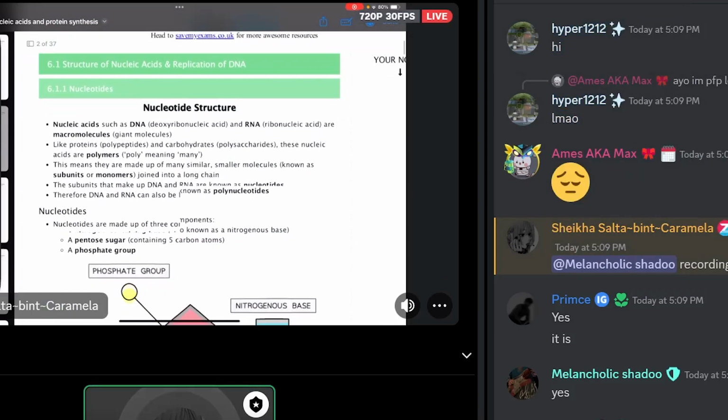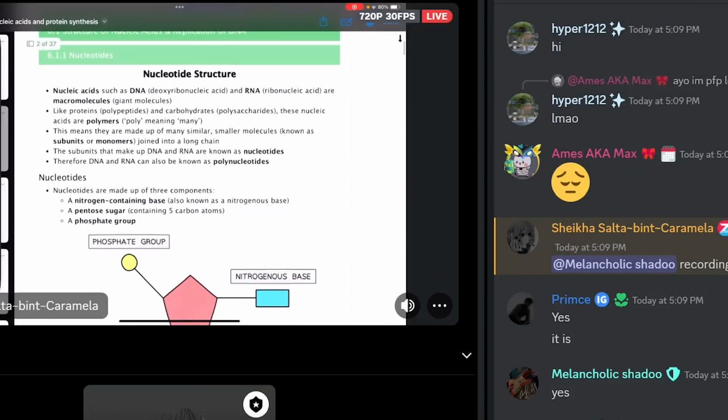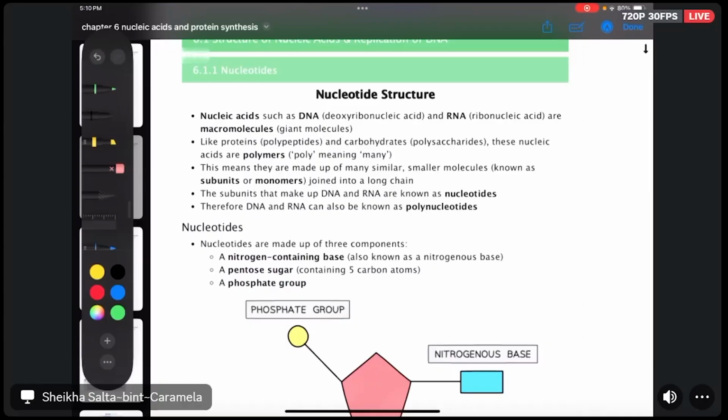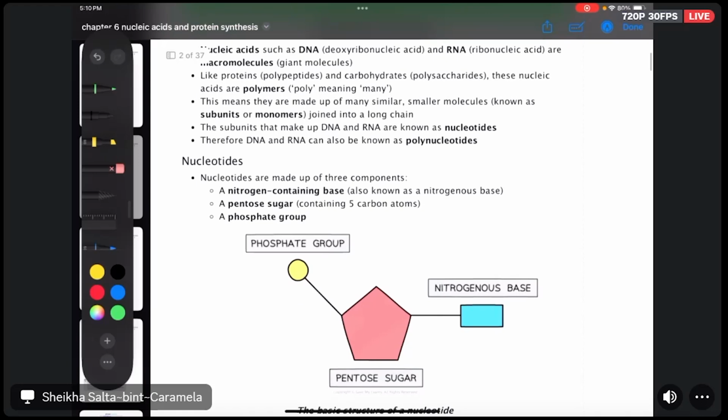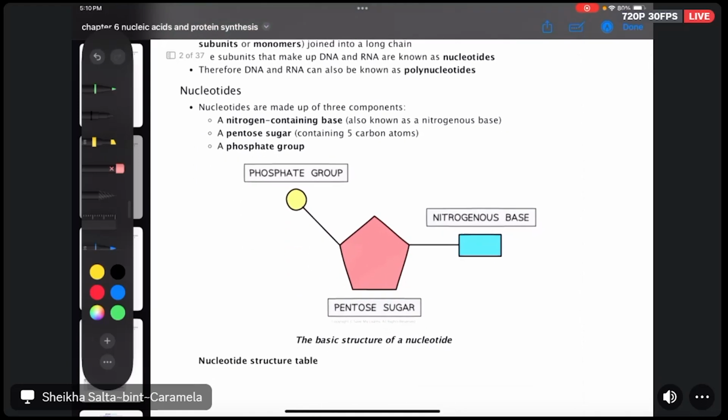So, first we have the nucleotide structure. The nucleotide structure is basically made up of nucleic acids, and nucleic acids include your DNA and RNA, and also the ATP molecule we'll learn about further. The general structure of a nucleotide is that it has a nitrogenous base, a phosphate group, and a pentose sugar. Pentose sugar means that it is a 5-carbon sugar.